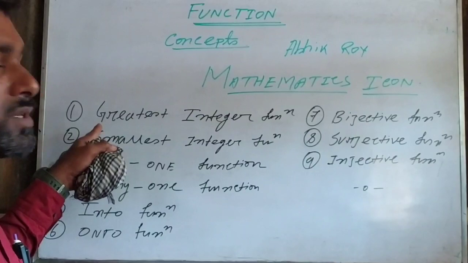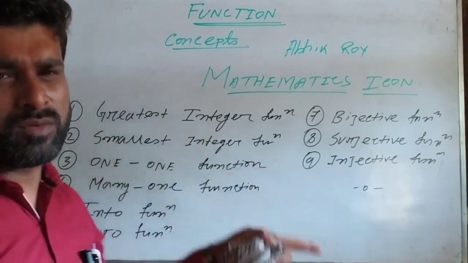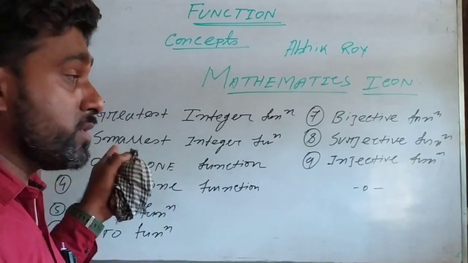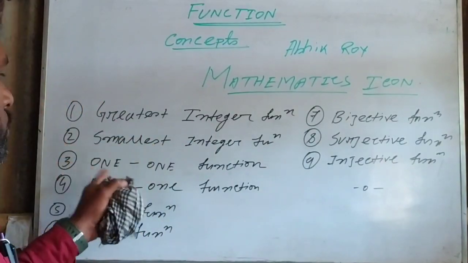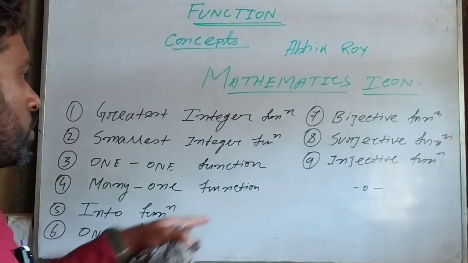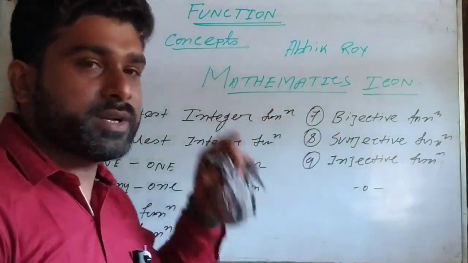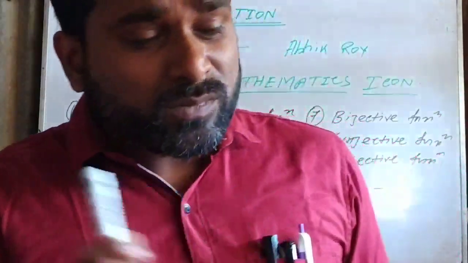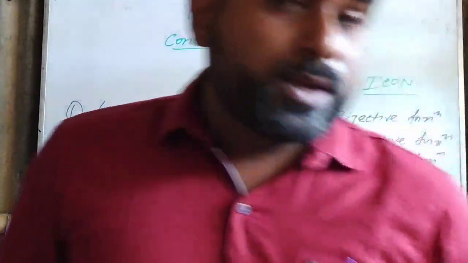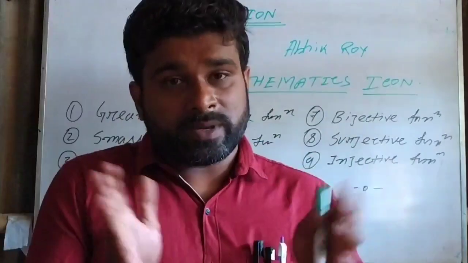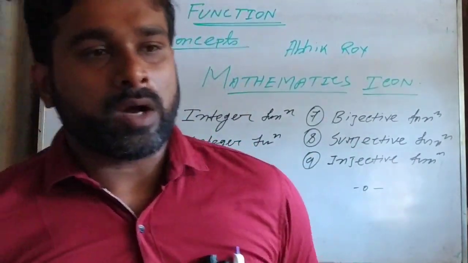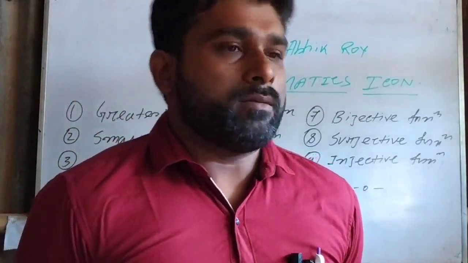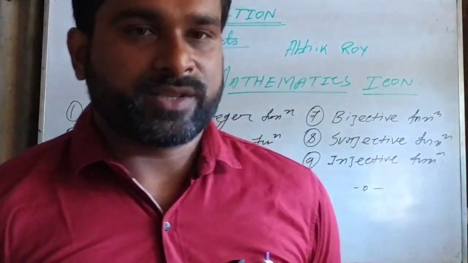You can see the function names, greatest integer, smallest integer. We will discuss these two functions again, because these two functions are very important. Greatest integer, smallest integer, one-one function, many-one function, into function, onto function, bijective function, surjective function, injective function. So in this video all the functions will be discussed. This video is going to be longer, so anyhow we have to manage it in one video class, for all the definitions and the discussions as well.